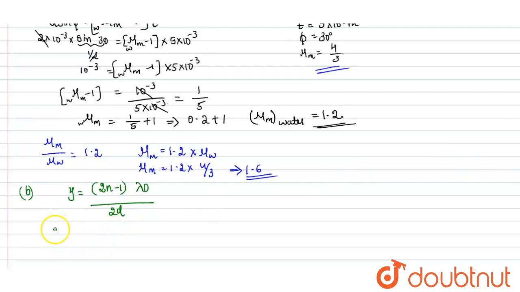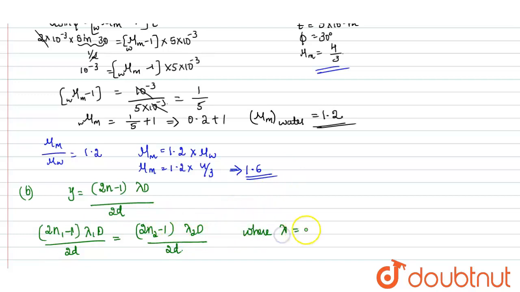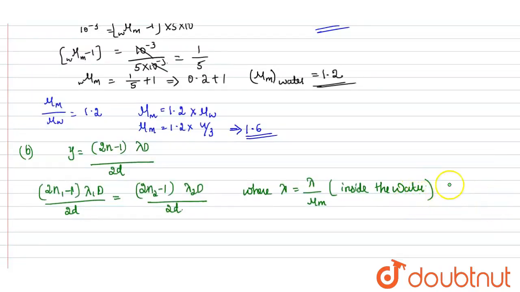So from this equation we can write for the first black line on the upper side and the first black line on the lower side, that is (2n1 minus 1) lambda 1 D divided by 2d is equal to (2n2 minus 1) lambda 2 D divided by 2d, where lambda is equal to lambda divided by mu m, because the setup is kept inside the water. Rearranging, D and d get cancelled.